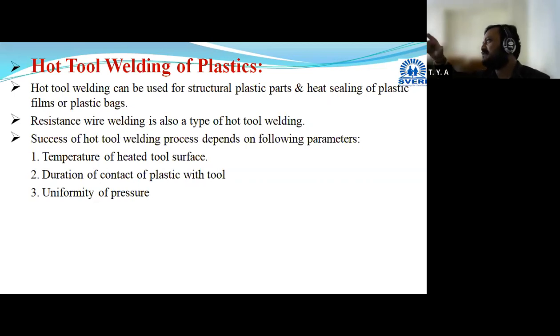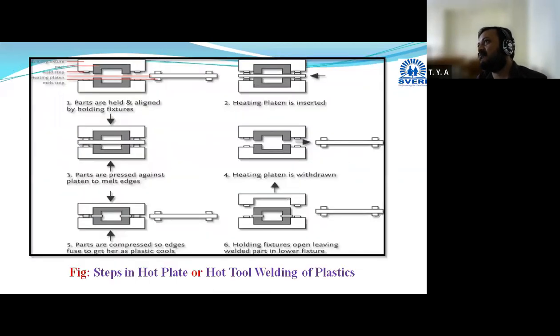After this, I will explain the working principle with the help of a diagram. This is a simple diagram, a stepwise diagram. This welding process is termed as hot tool or hot plate welding process for plastic material. These are the steps: first step, second, third, fourth, fifth, and sixth. I will repeat it again, now you will understand it in a better way.